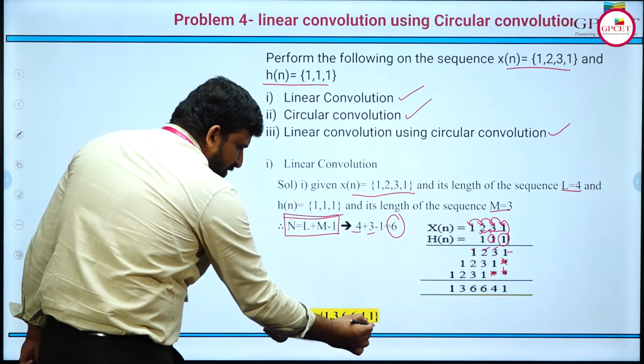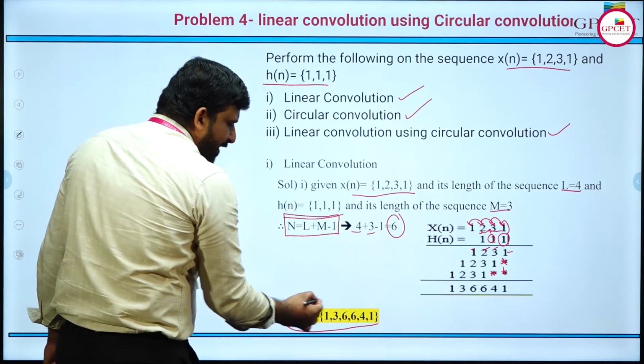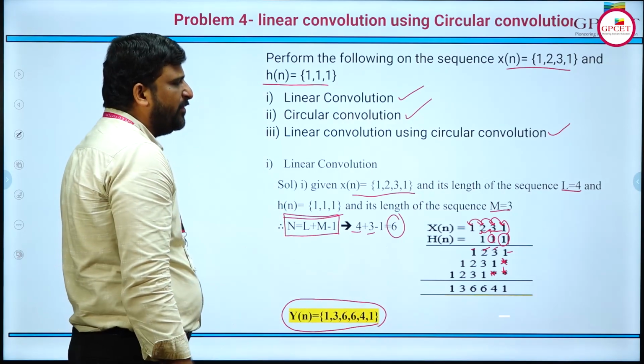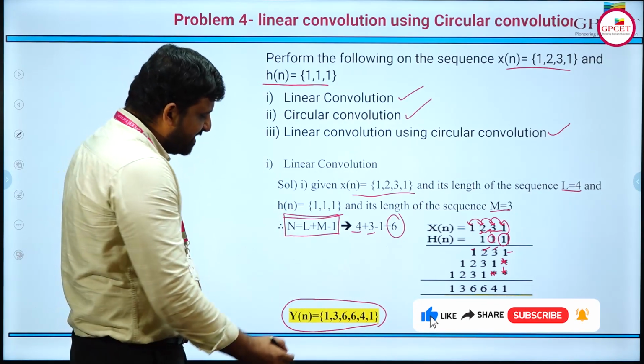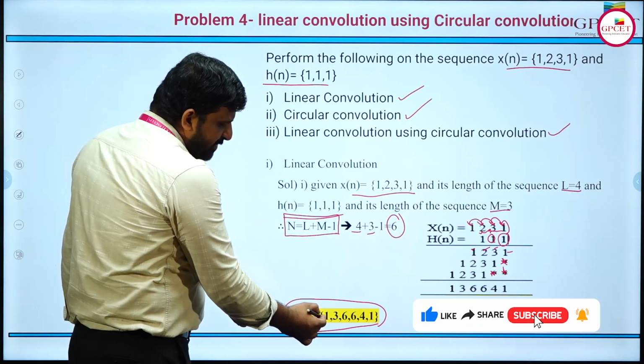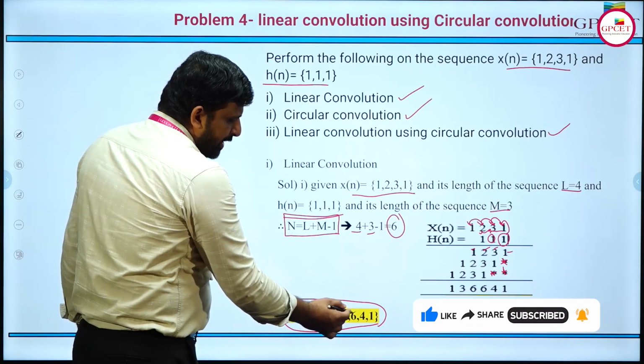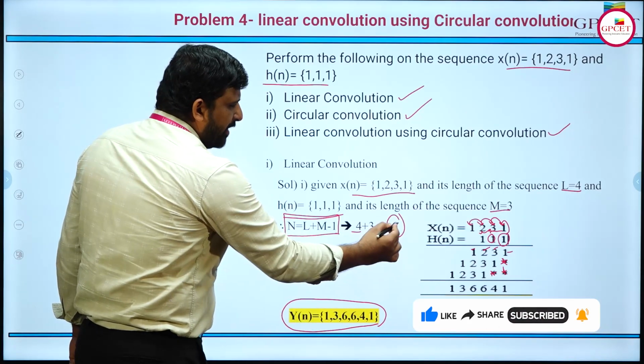So finally, this is the answer. This is the y of n which is generated with the help of x of n convolved with h of n. You can see the length. What is the length of this particular output? 1, 2, 3, 4, 5, 6. And what did you get here for the length?